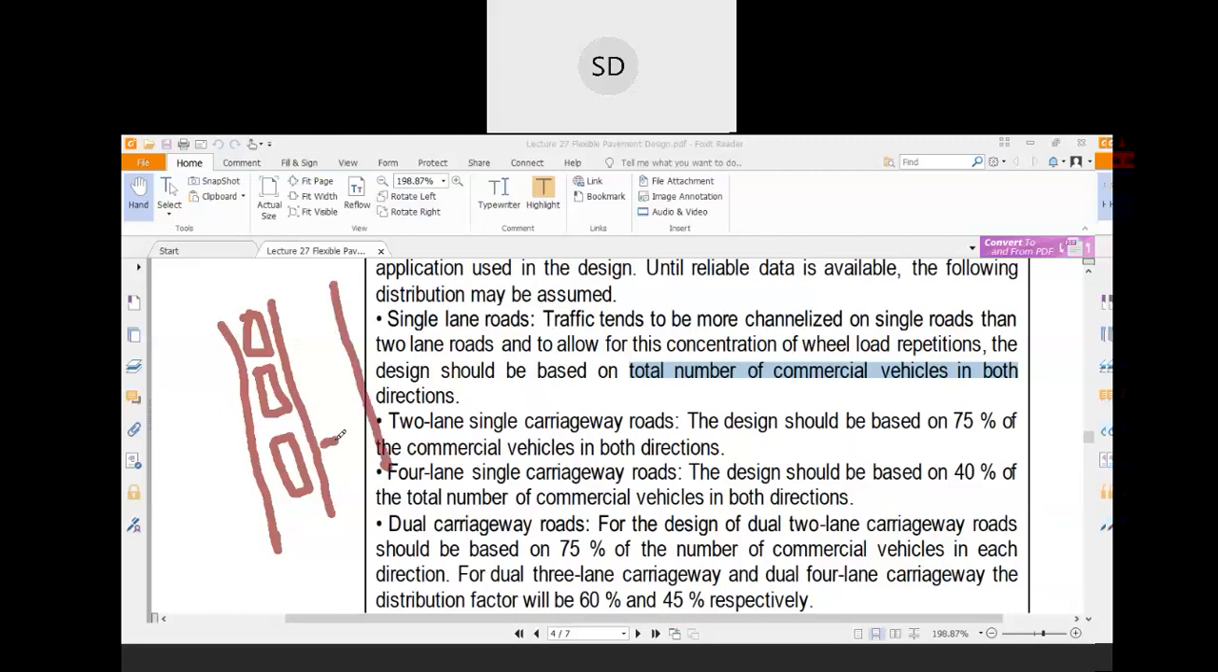But in the two lane road, what happens? The concentration of the vehicles will be reduced compared to the single lane road. So therefore, in this case, you have to consider only 75% of the commercial vehicles in both directions. Now for the four lane road, that further reduces, and the design should be based on 40% of the total number of commercial vehicles in both directions.